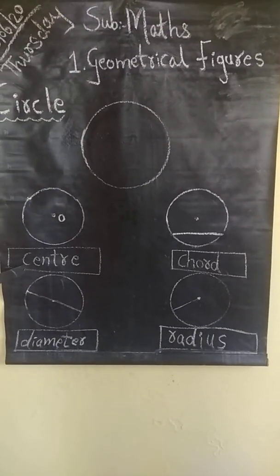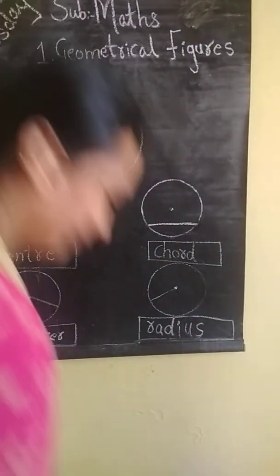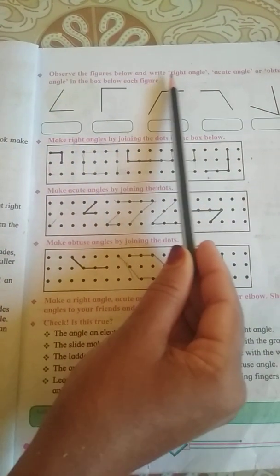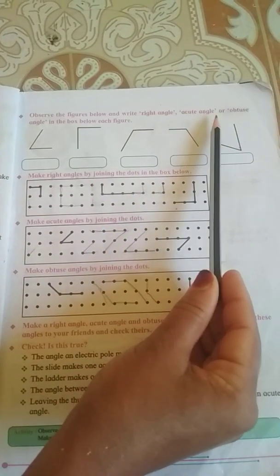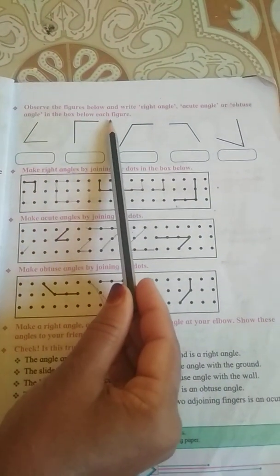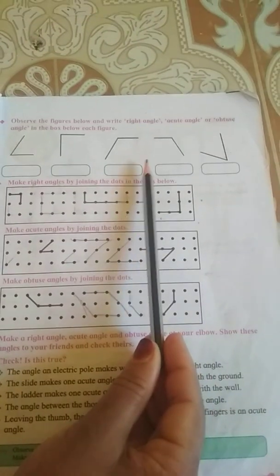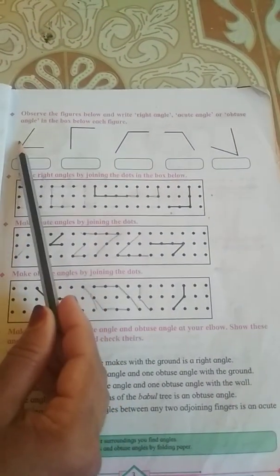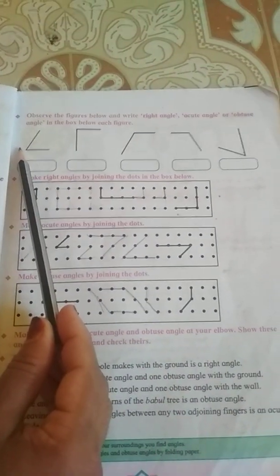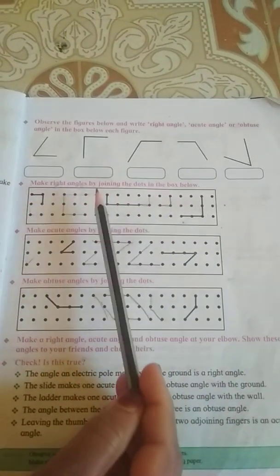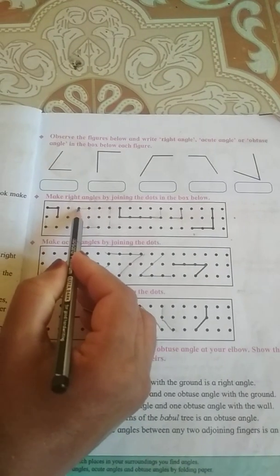So come to today's homework. Observe the figure below and write right angle, acute angle and obtuse angle in the box below each figure. ये figure आपको observe करके कौन से टाइप के एंगल है, which type of angle you have to write down, and this one you have to copy in your notebook also. Now make right angles by joining the dots in the box below. ये dot join करके आपको क्या बनाना है? Likewise right angle. See.